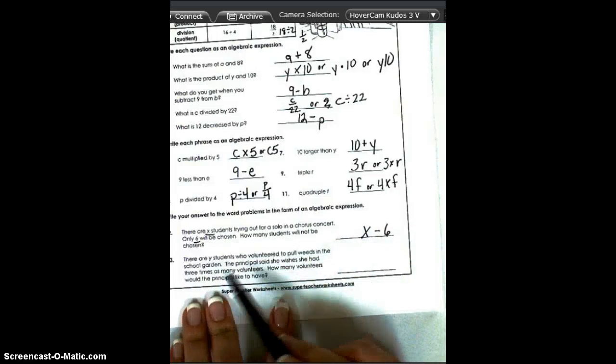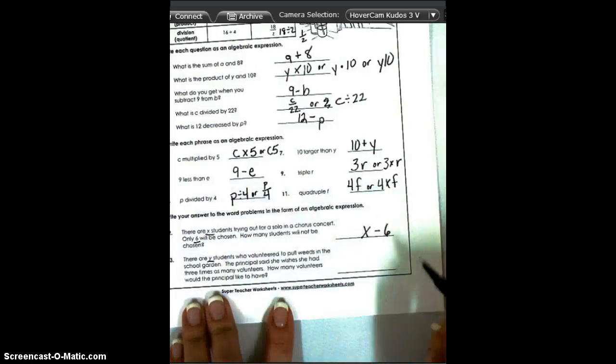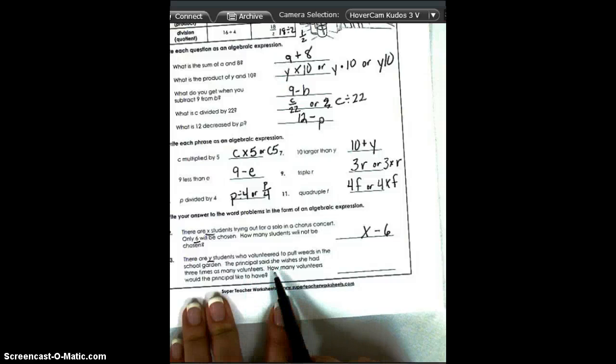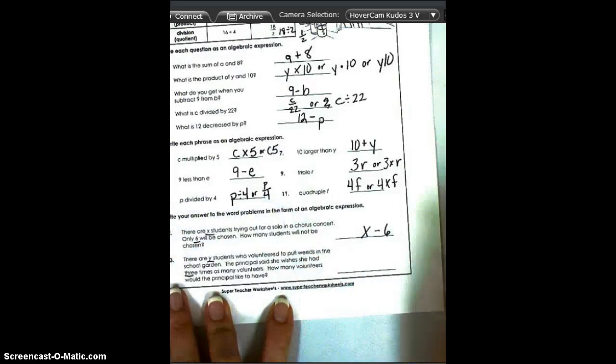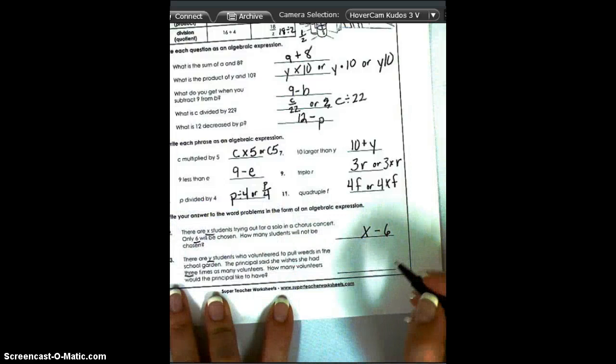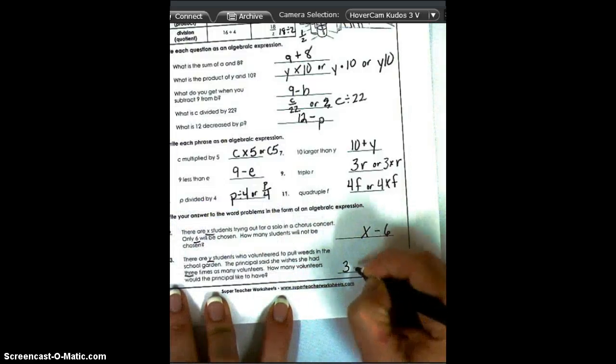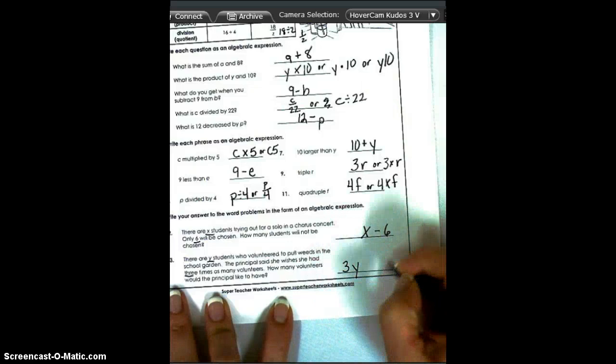There are Y students who volunteered to pull weeds in the school garden. The principal said that she wishes she had 3 times as many volunteers. How many volunteers would the principal like? She wants 3 times as many as she has, and we called that Y. So she wants 3 times Y, or 3Y.